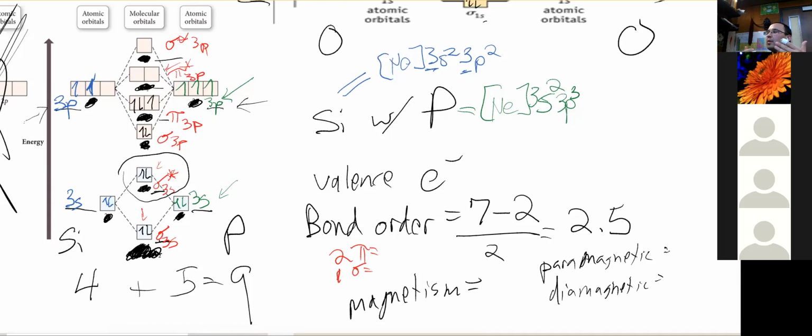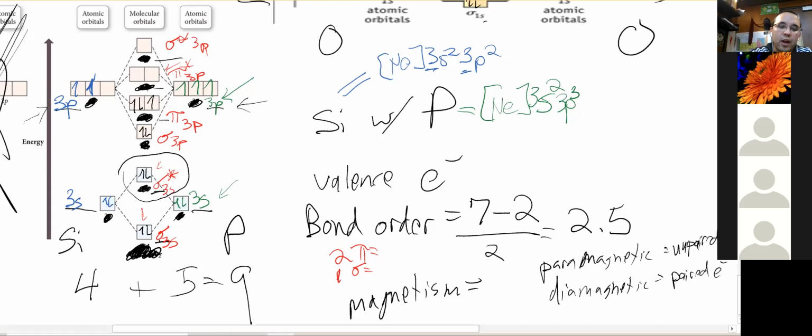If they're not paired up, when they're all spinning in the same direction, there's a certain amount of charge that goes with it, right? So there's like a positive or a negative with that. When they're paired, then you have one spinning up and one spinning down, and so they cancel out. So paramagnetic means that you have an unpaired electron. Diamagnetic means that all of your electrons are paired.